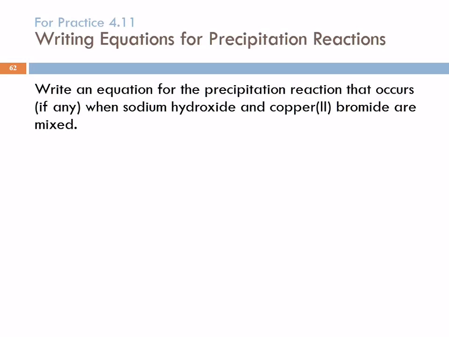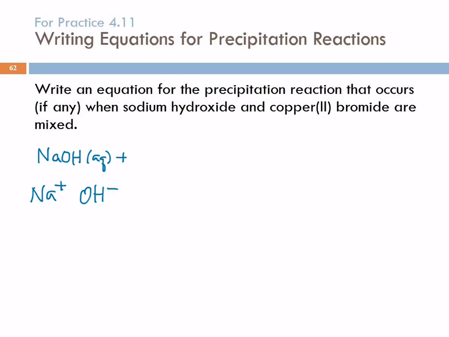Okay, here's another example. Write an equation for the precipitation reaction that occurs, if any, when sodium hydroxide and copper 2 bromide are mixed. So we need formulas for our reactants. They're ionic, so we need the ions. Sodium and hydroxide. Sodium is Na+, hydroxide is OH- because you memorize it. So this will be NaOH. Is that soluble? Yes. Lithium, sodium, potassium, and ammonium, always soluble.